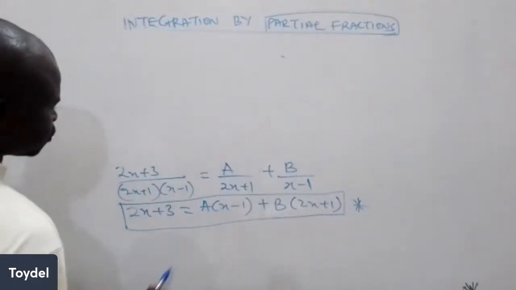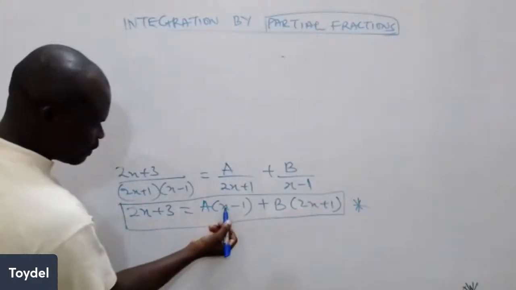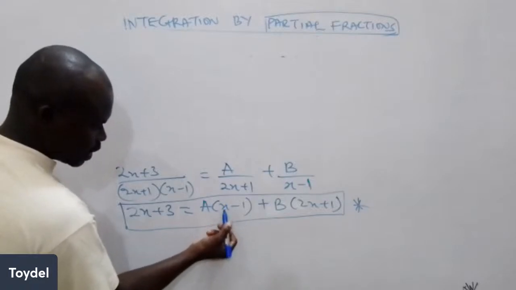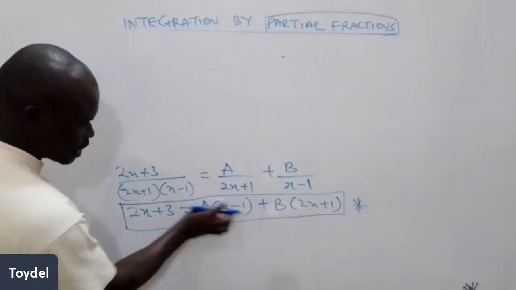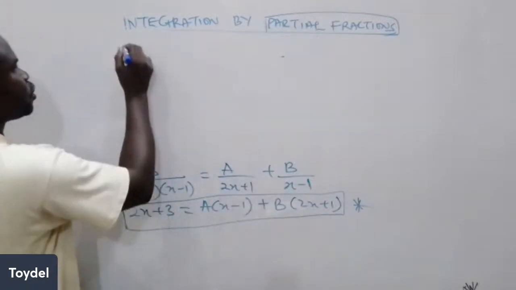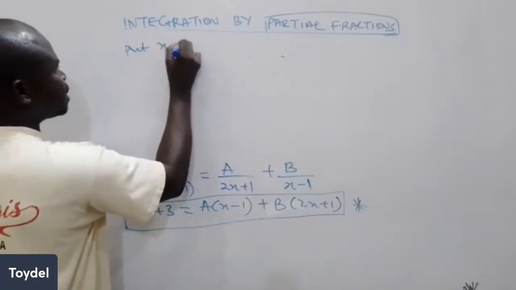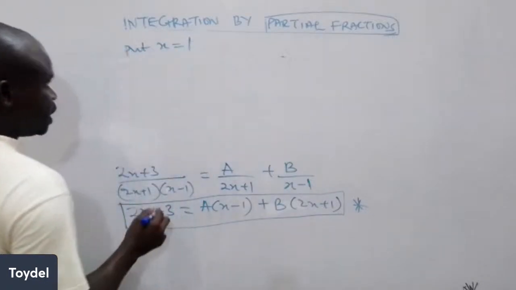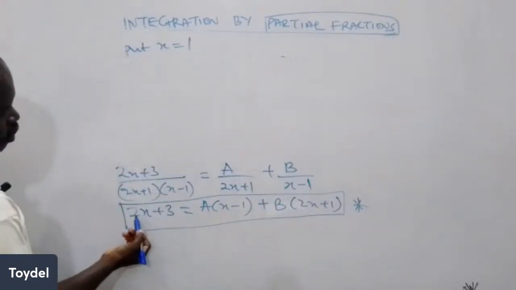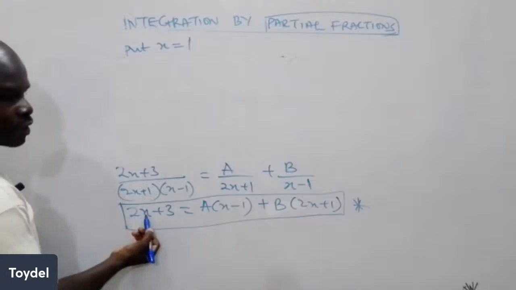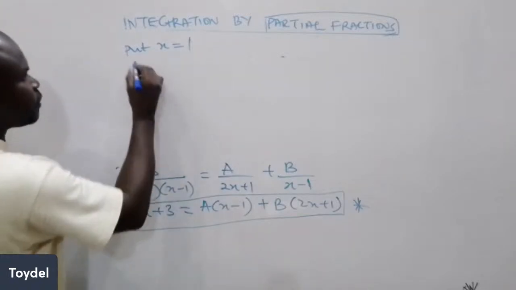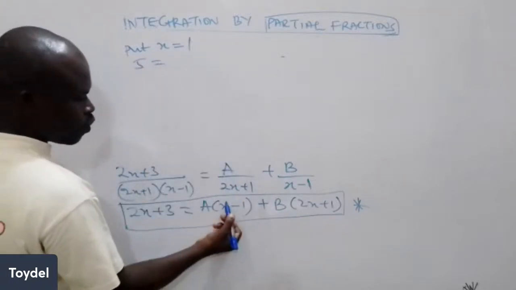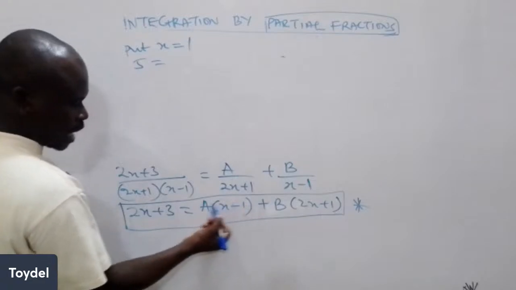I will just assume, if I let x be equal to 1 here, everything here will vanish. I'll be able to know the value of B. I'll put x equal to 1. If x equals 1, come to the right hand side: 2 times 1 is 2, 2 plus 2, 5. I'm going to have 5 equal to 1 minus 1, which is 0, and 0 times A is 0.